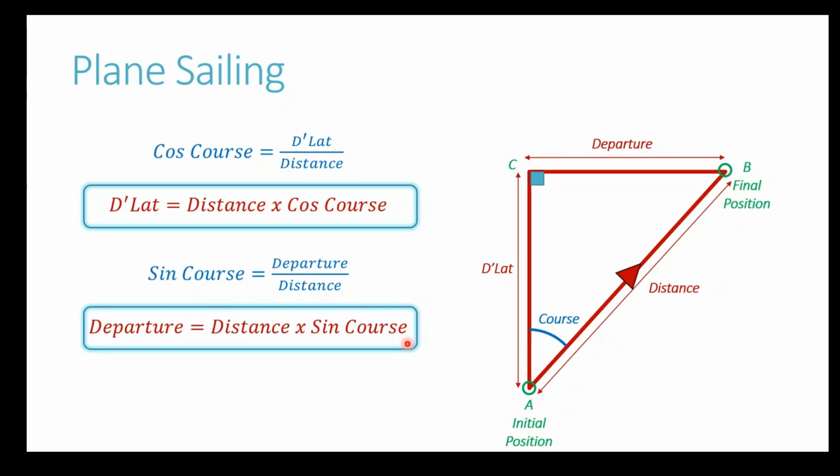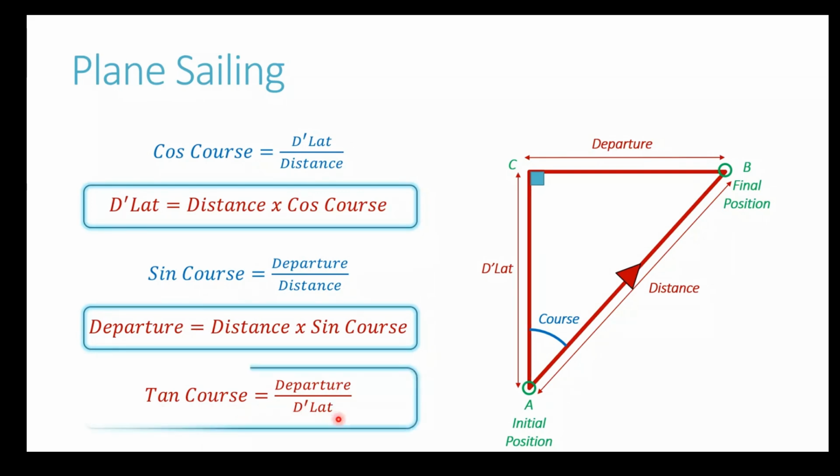Now let's go to the third trigonometric ratio, that is tangent theta. Now in this case it is tangent of course equal to perpendicular upon base. In our case the perpendicular is the departure and the base is the d lat. So tangent of course is equal to departure upon d lat. This is the third important formula which we have for plane sailing. So you see the three trigonometric ratios, cos theta, sine theta and tangent theta, gave us the three formulas which we use for plane sailing.